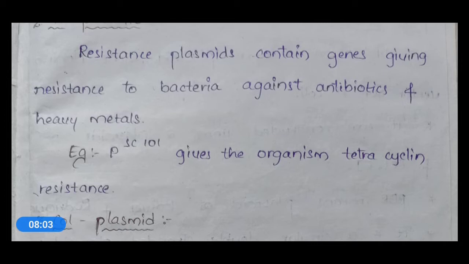Okay, so now let's see col plasmids. These will code for the toxin colicin.